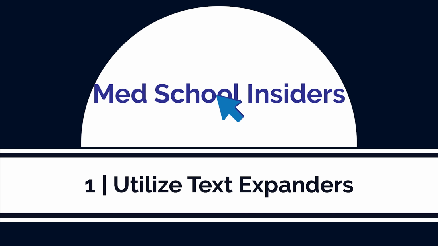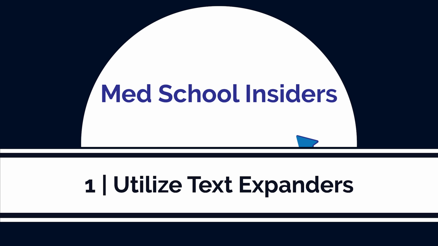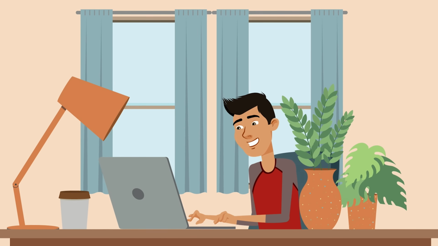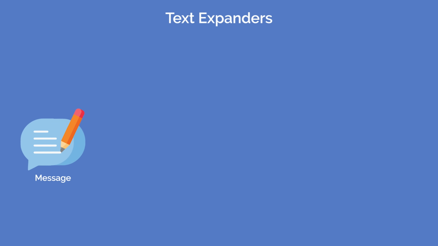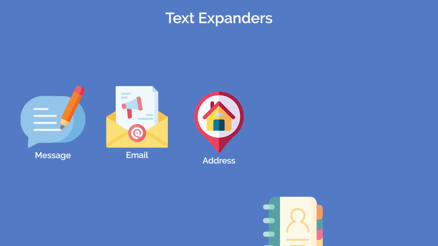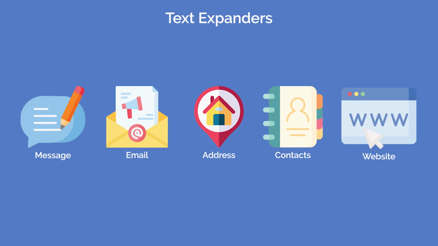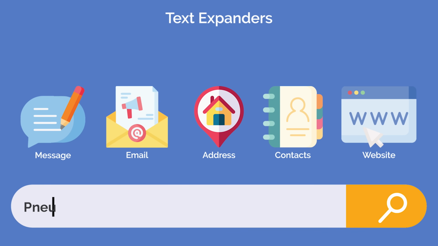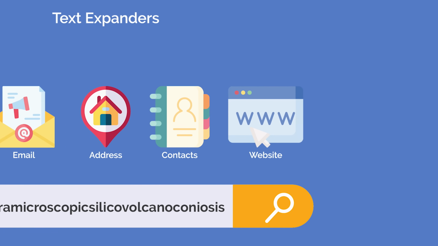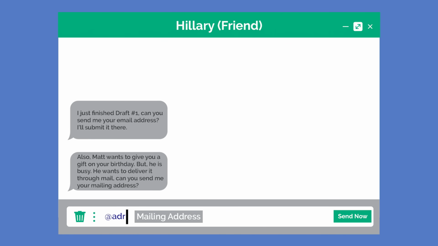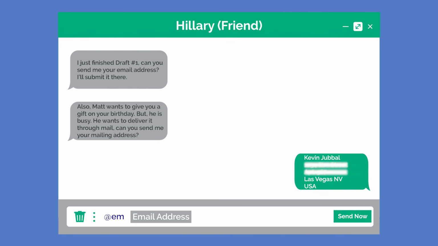Use a text expander to quickly generate any text you frequently type. This was an absolute game changer for me in medical school, and I continue to use it on a daily basis. With a simple shortcut, you can pull up a fully drafted message, email, address, phone number, or website. You can even use it for long, difficult to spell words or tough to retrieve symbols. For example, I use @ADR to pull up my mailing address or @EM to fill in my email.